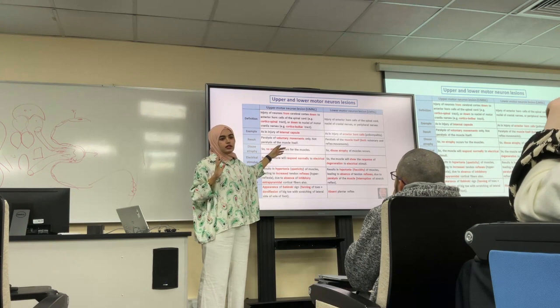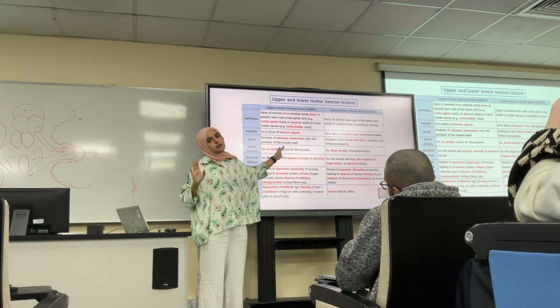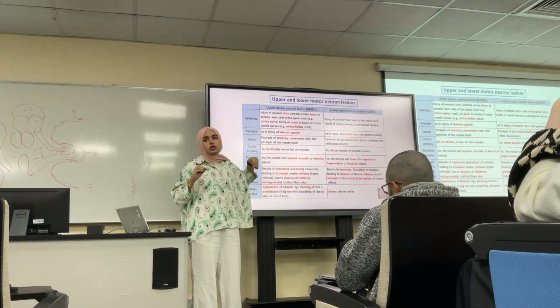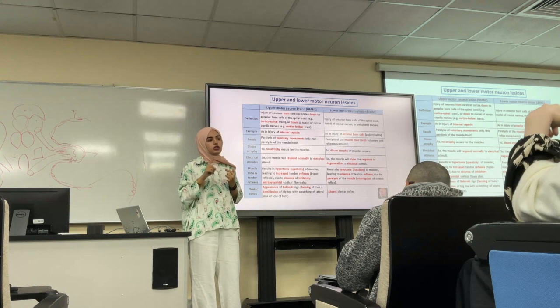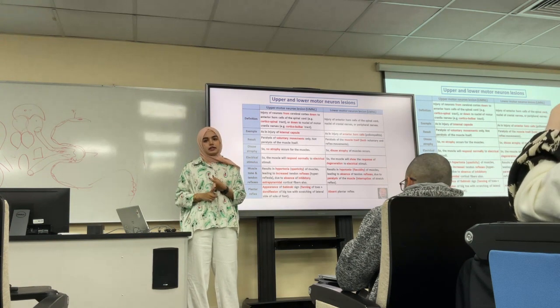Why do you think? Excitatory, it's gone. Who is the excitatory? Corticospinal. That's really what you have to know. Corticospinal upper motor neuron is gone. It is responsible for voluntary movement, so you get paralysis.